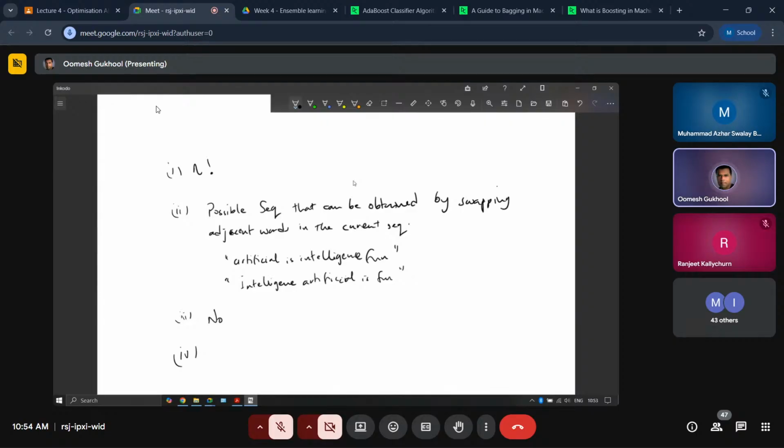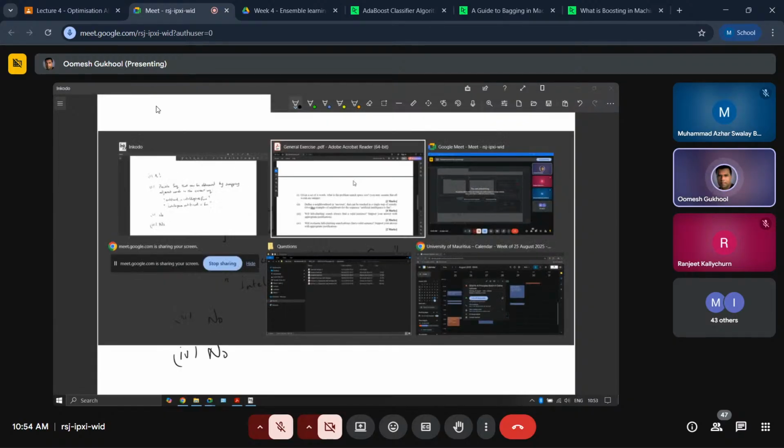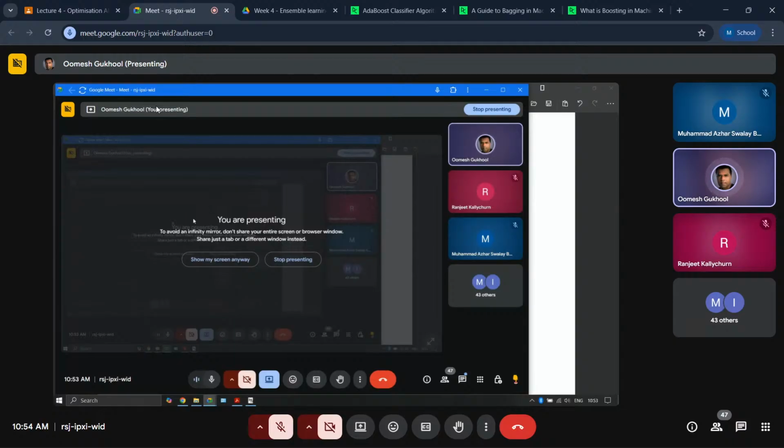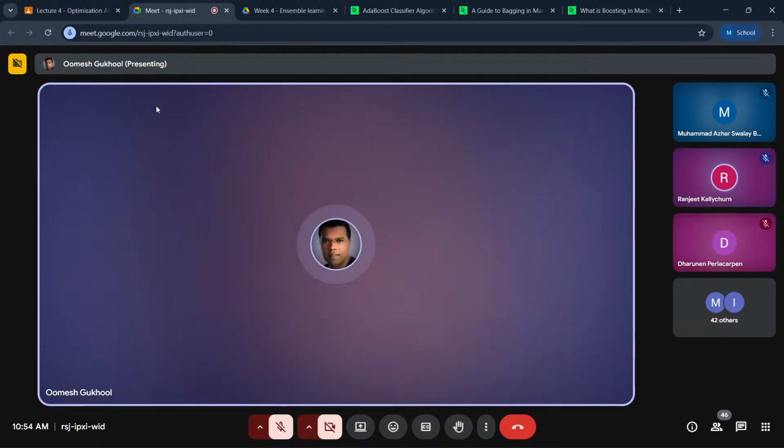However, this is not the case for brute force search. You will not be able to let it run to infinity. So the answer is no. I hope this exercise was clear, helpful, and makes sense to you.